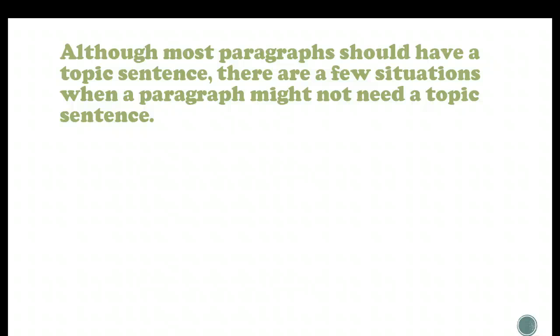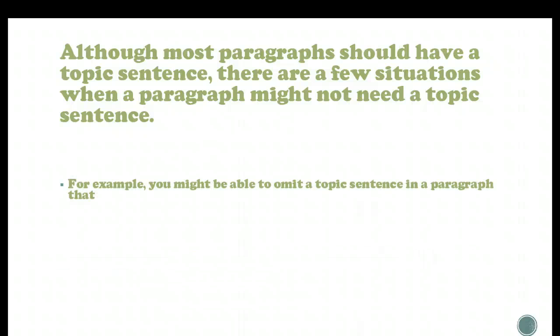Although most paragraphs should have a topic sentence, there are a few situations where a paragraph might not need a topic sentence. For example, you might be able to omit a topic sentence in a paragraph that narrates a series of events. You know, a paragraph that says, first I went here, then I went here, then I went here, and I wound up there. You don't really need to start that paragraph out with, "What follows is a series of how I went through the day." You can just go ahead and say that.